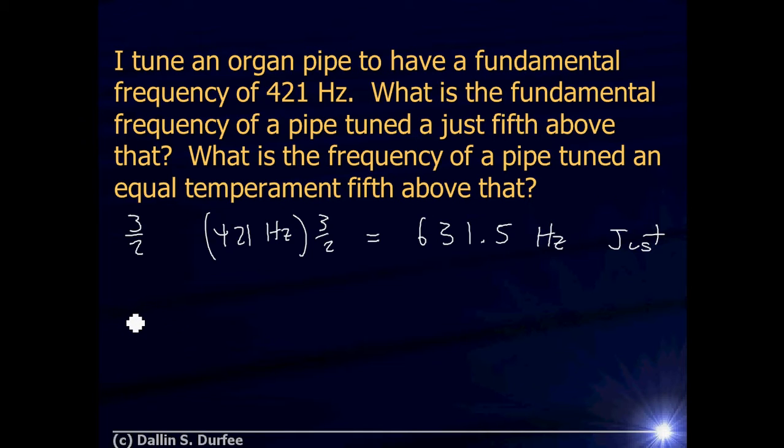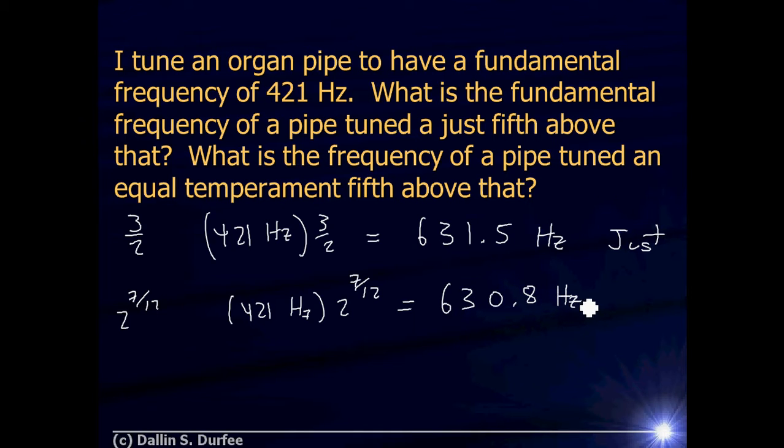Now for an equal temperament fifth, a fifth is 7 half steps, so we just go up by a factor of 2 to the 7/12. So if I take 421 Hertz and multiply that by 2 to the 7/12 power, I end up getting 630.8 Hertz. That's equal temperament, just a little bit different from the just fifth.